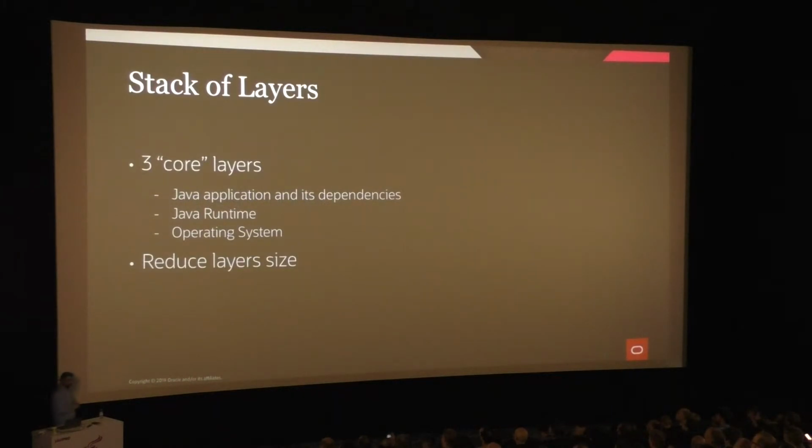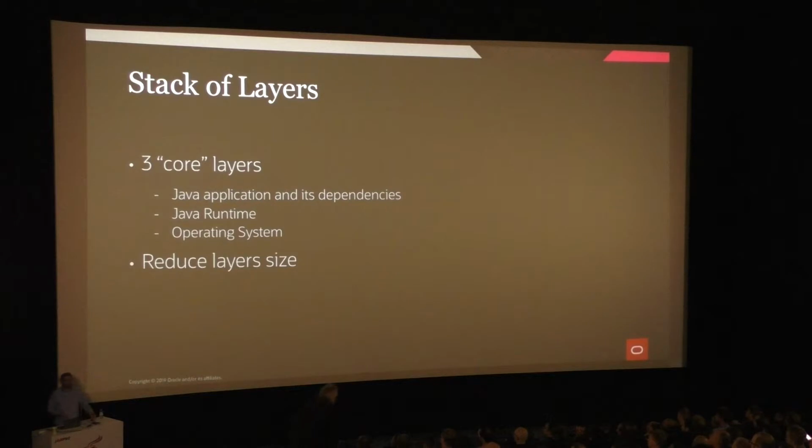So if we look at the containers, it is simply a bunch of layers stacked together. For a Java function container, we can distinguish 3 types of layers. We have the operating system layers, we have the Java runtime layers, and we have the Java application, so the Java function layer, which will hold all its dependencies. And what we want to do is make sure that those layers are as small as possible.